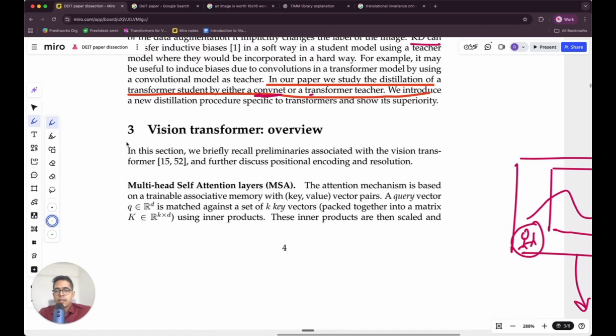Now let's move to section 3, vision transformer overview. In this section, we briefly recall preliminaries associated with the vision transformer and further discuss positional encoding and resolution. Multi-head self-attention, this we know. The attention mechanism is based on a trainable associative memory. So there is key, query, and value.